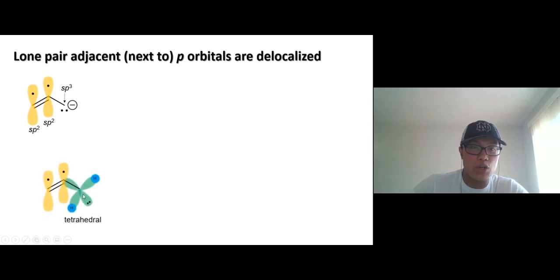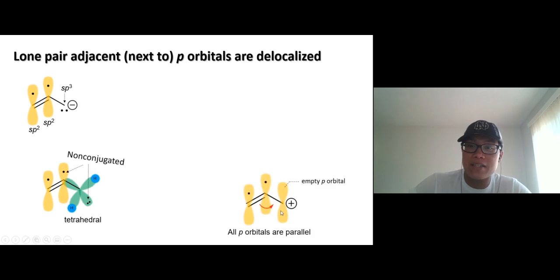Here's what happened. I'm going to show you this sp3, trying to make a tetrahedral if you can see it. Of course, the lone pair right here can't overlap with these two, as they are not conjugated. Conjugation is when all p orbitals are parallel like that. So right now this lone pair is not conjugated to the 2 p orbitals on here.